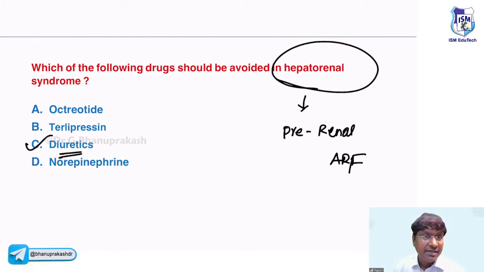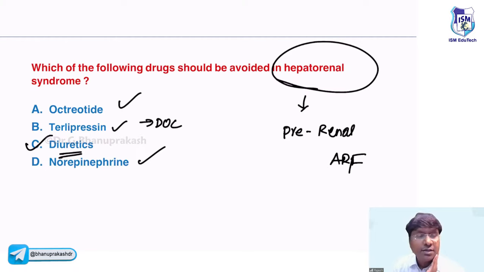Terlipressin, in fact, is considered the drug of choice. The alternatives will be octreotide as well as norepinephrine. Okay, so that is about hepatorenal syndrome, which is one of the complications that you come across in patients with cirrhosis of liver.